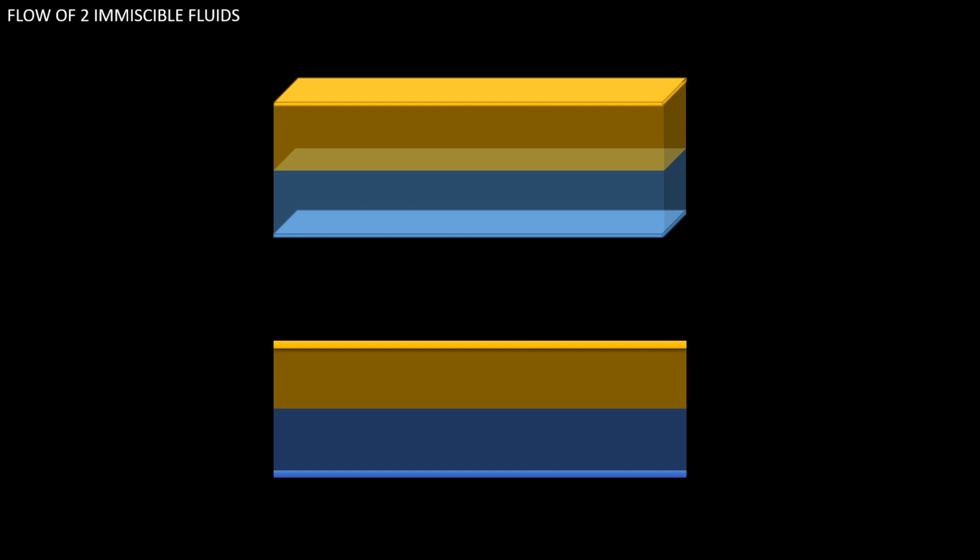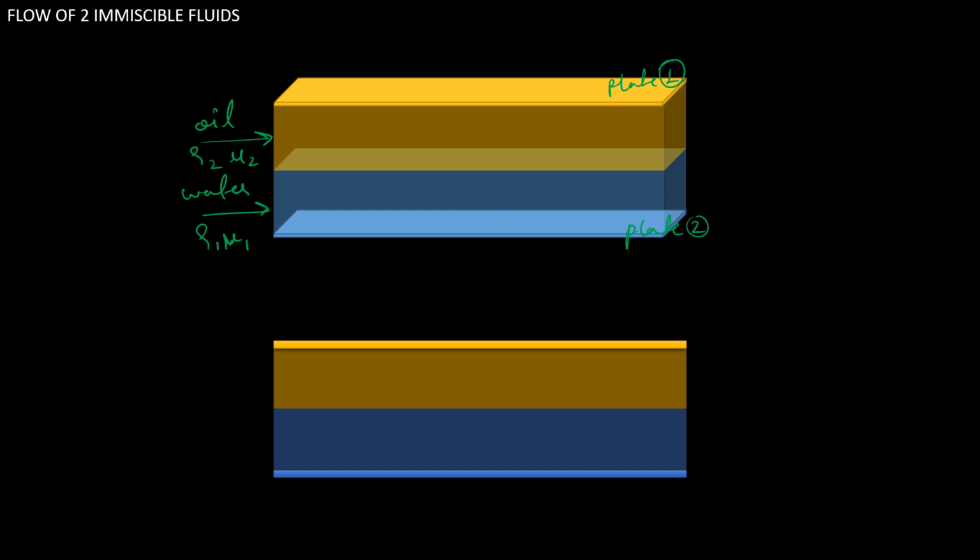Let's consider two immiscible fluids flowing in a narrow slit between two horizontal plates. So this is plate 1 and this is plate 2. And two immiscible fluids, let's consider oil and water, is flowing with density and viscosity rho 1, mu 1, and density and viscosity rho 2, mu 2.